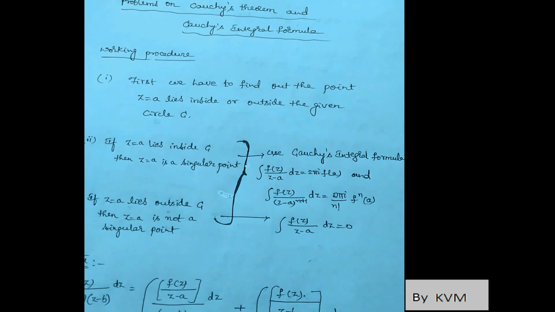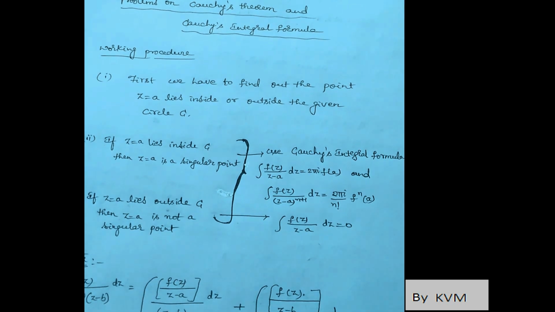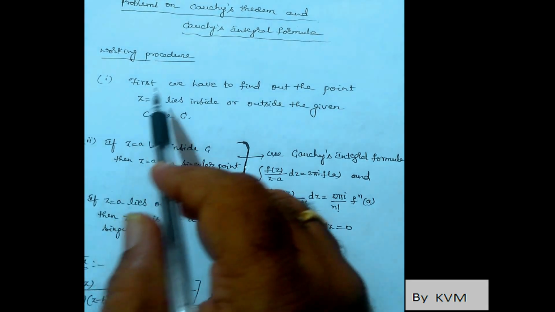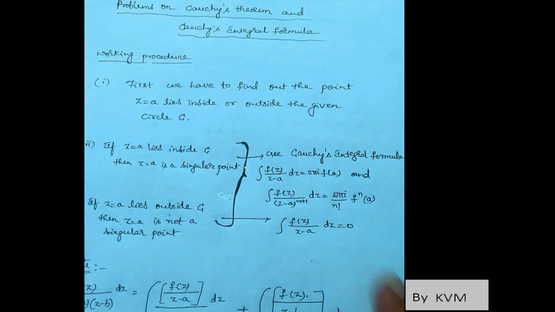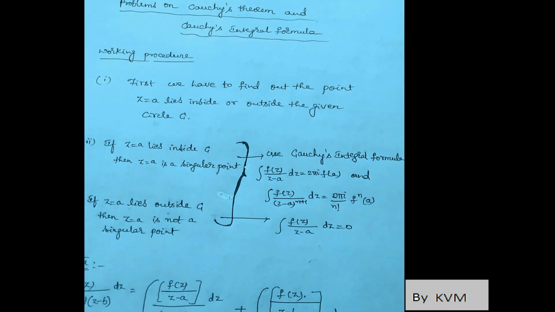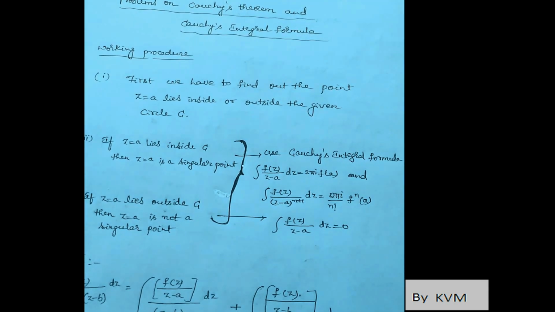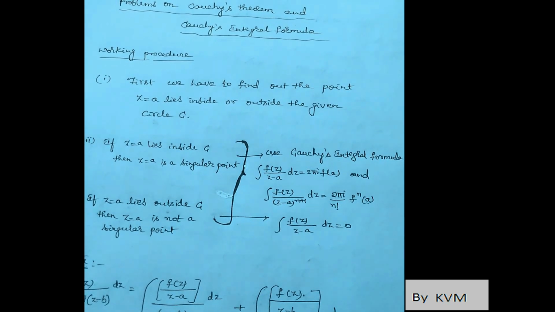So now let us solve the problems on Cauchy's theorem and Cauchy's integral formula. Now let us see the working procedure, that is, the steps involved in solving the problems. So first we have to find out whether the point z equals a lies inside the circle or outside the circle C.